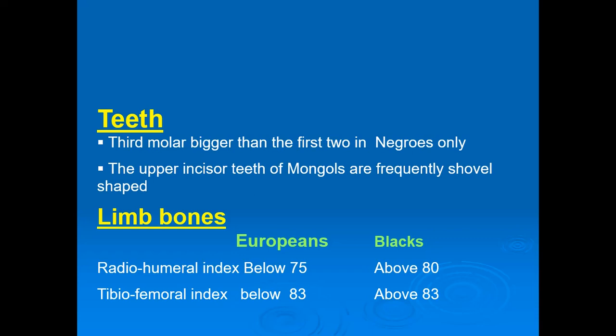Teeth. Now coming to teeth, if you observe, the third molar is bigger than the first two in Negroes only. Generally the molars should be equal, but in Negroes the third molar is the biggest. Now in Mongols, upper incisor teeth are shovel shaped. Shovel is an instrument, so they look like a shovel.